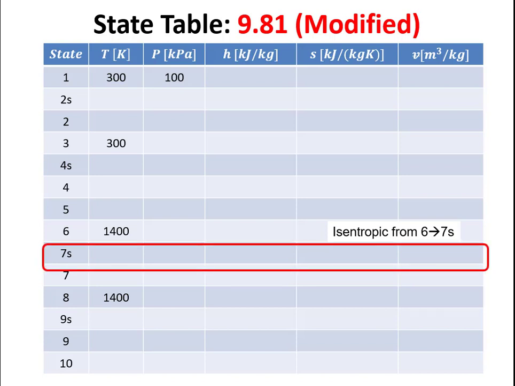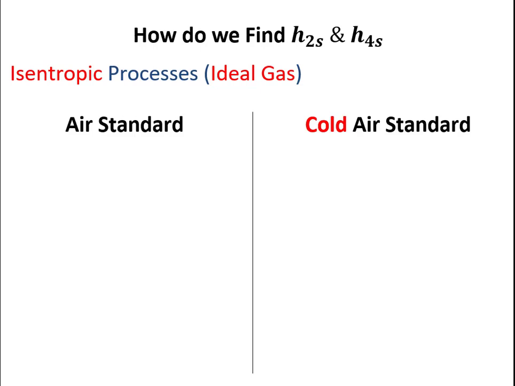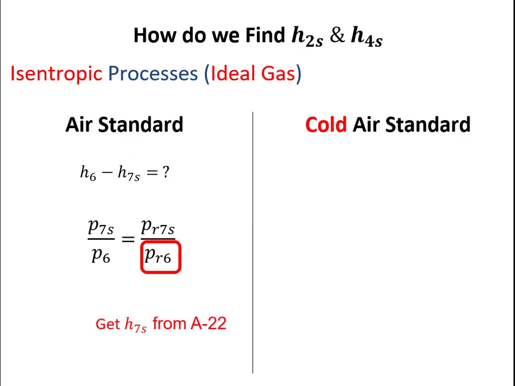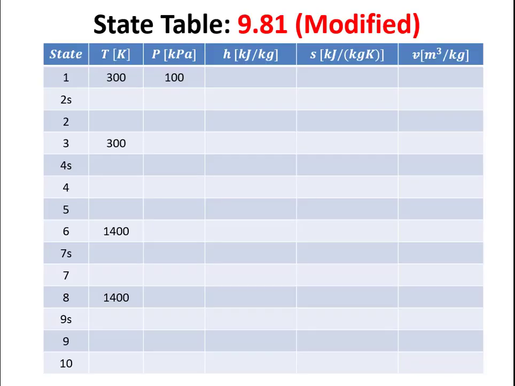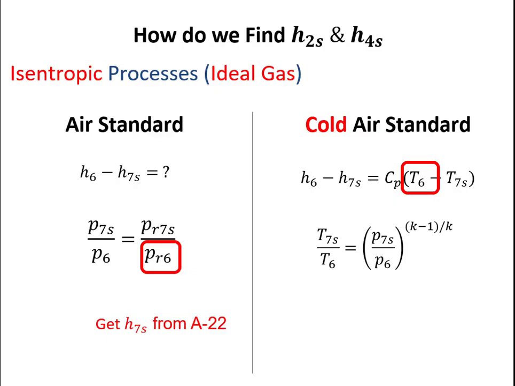I can go between that first isentropic turbine from 6 to 7s. This looks the same as the compressors, but my pressure ratios will be flipped because now the pressure is going down. I can find PR4 in a variable specific heat problem, or I can find PR6 in a variable specific heat problem, or I can find T6 in a constant specific heat problem.